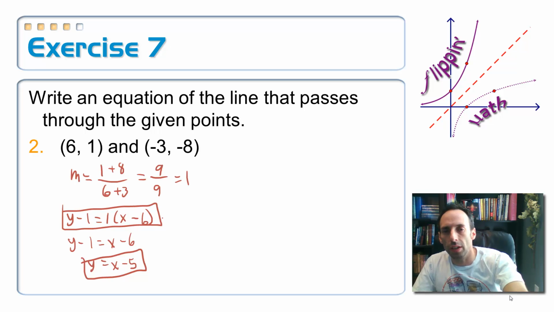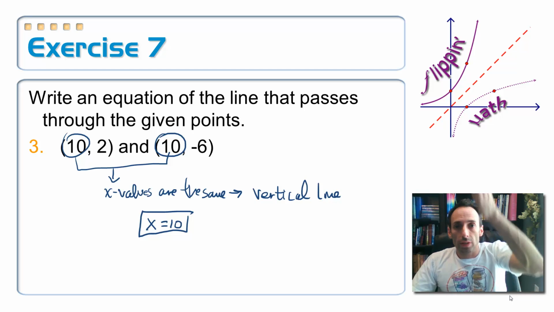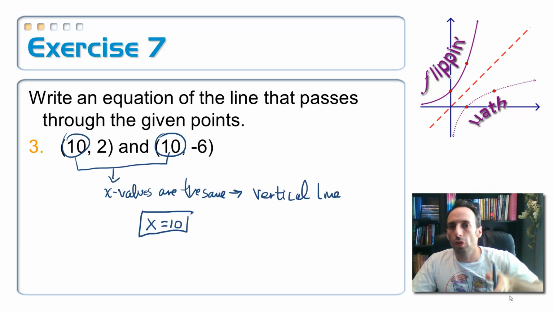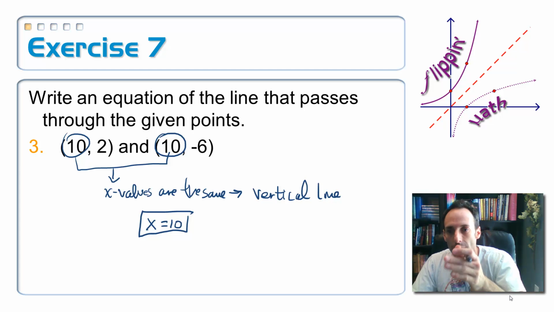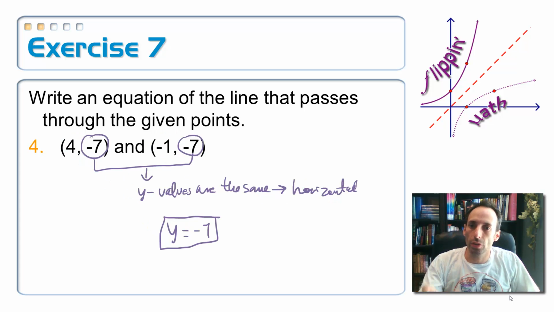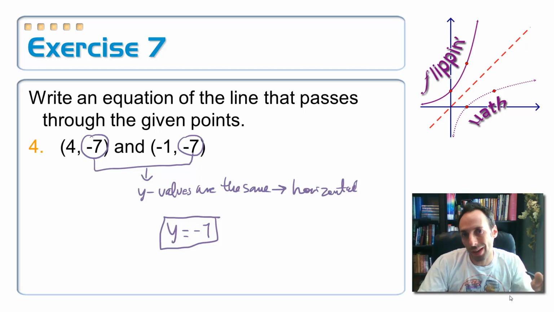I'm wondering if you noticed on number 3 that the x values were the same. If the x coordinates are the same, this must be a vertical line. A vertical line you can't write as y equals mx plus b. It's x equals something. So in this case, it's x equals 10. And you're done. On the fourth one, did you notice that the y coordinates are the same? Sure, you can compute the slope, but you'd get 0 for the slope, because you'd have the same y coordinates on the top. It's a horizontal line. Horizontal lines are the form y equals something. In this case, it's y equals -7.